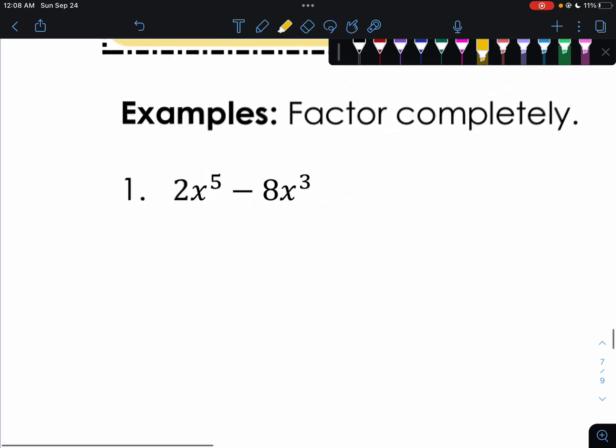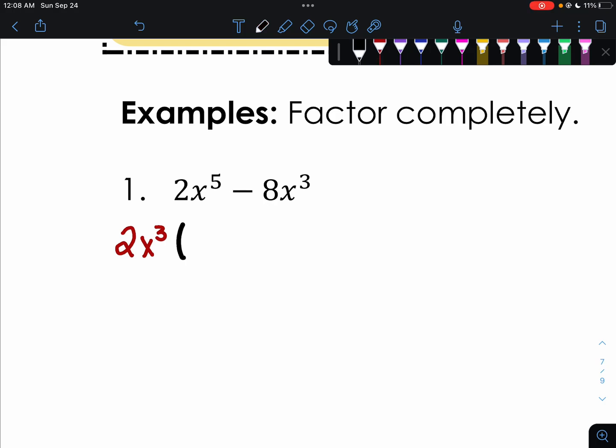So looking at our first example, we want to make sure that we factor completely. So when we factor completely, we want to make sure that we can't take anything else out or break it up in any other way, shape, or form. So looking here, it looks like it's a GCF problem. Or at least it's going to start off that way. So I see that both 2 and 8 are divisible by 2. And I see that both terms have at least an x cubed. So that's what we're going to factor out for the greatest common factor.